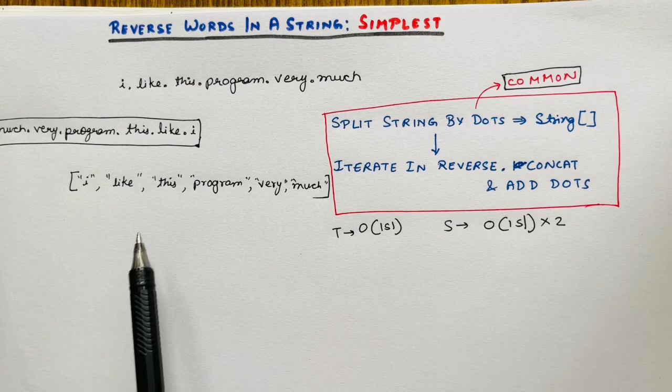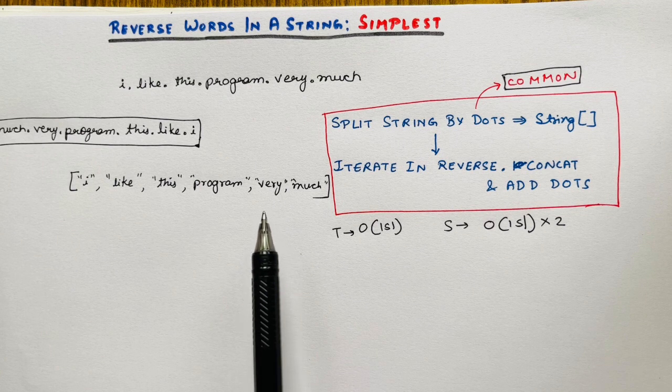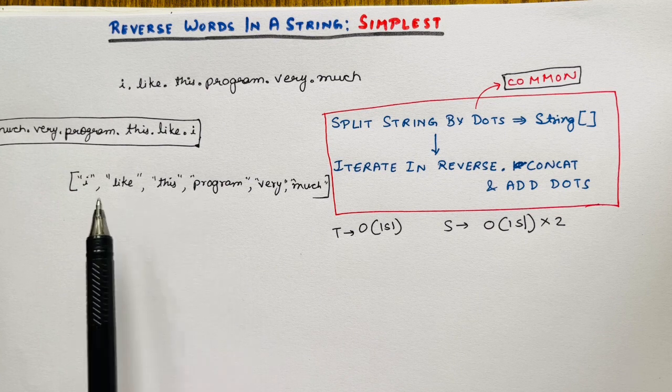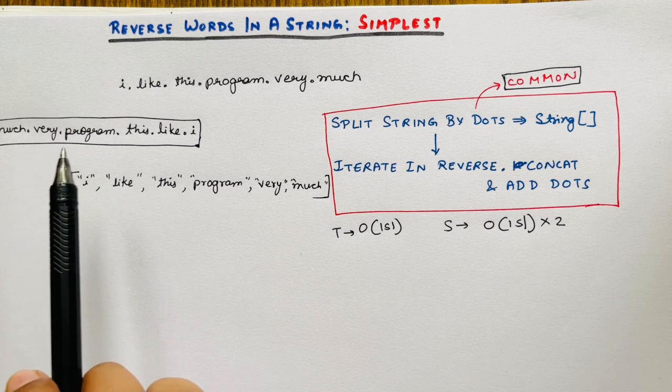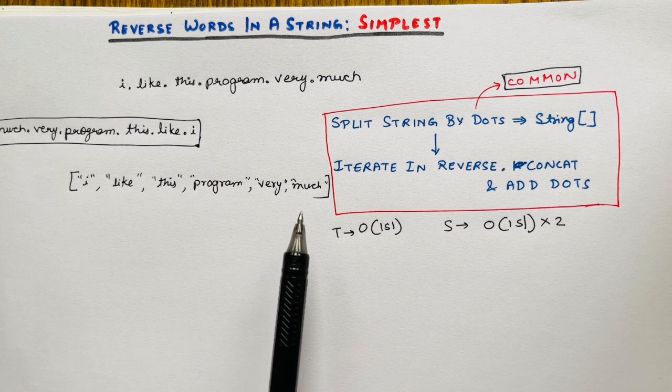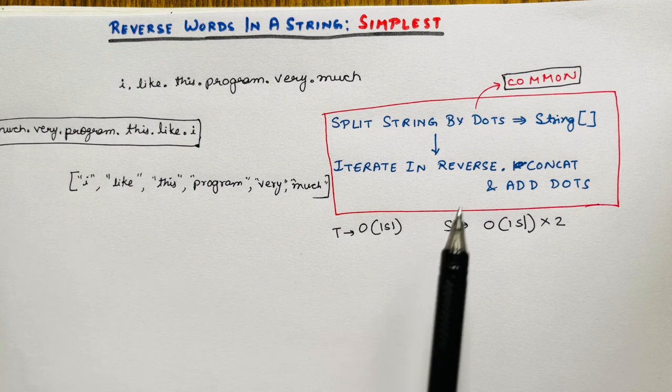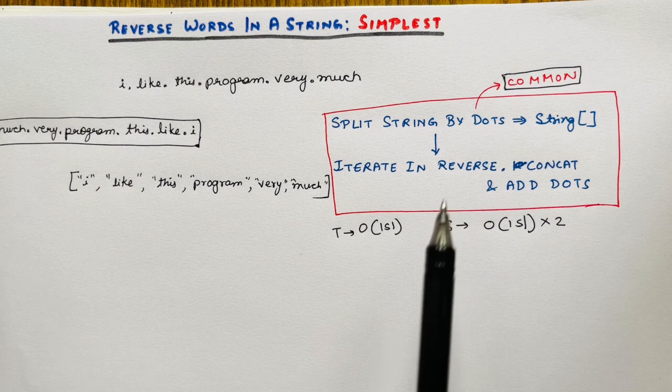Now, once I have this array, what do I need to do next? I just need to iterate in the reverse manner because I need to print the string in a reverse manner. And while iterating, I need to keep adding dots. So my overall approach looks like this.